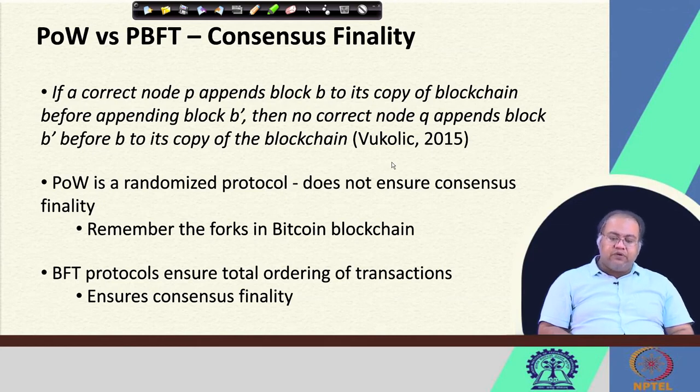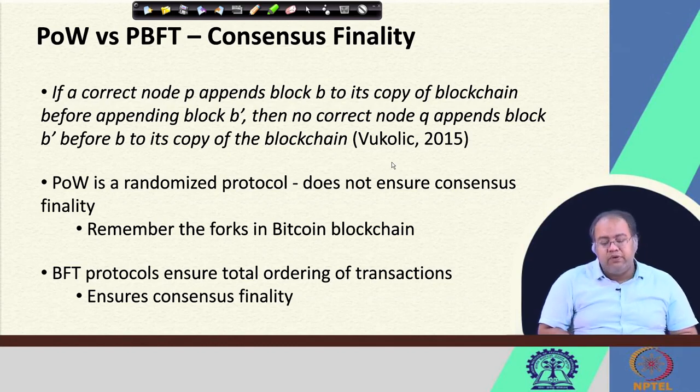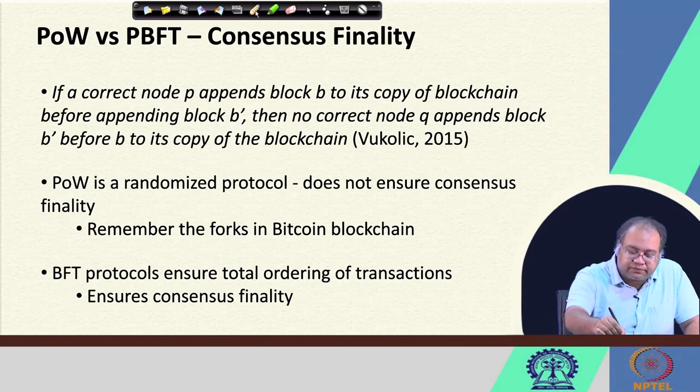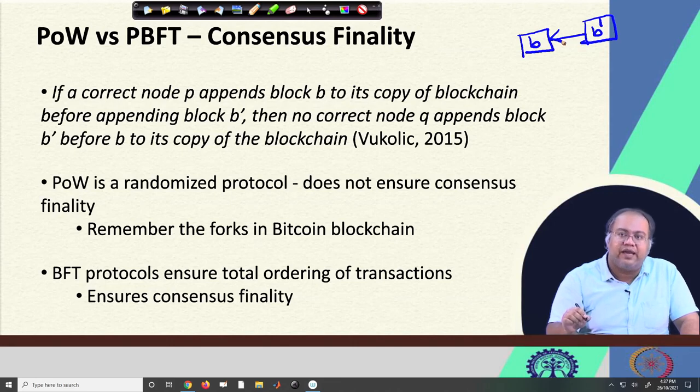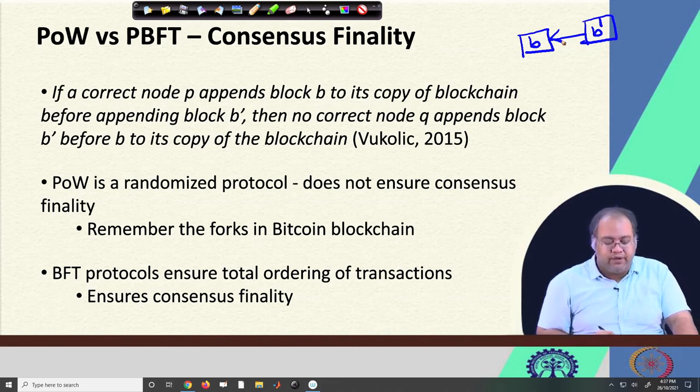So, if a correct node P appends block B to its copy of blockchain before appending block B prime, then no correct node Q appends block B prime before B to its copy of the blockchain. Well, so that means if I have two blocks B followed by B prime in a blockchain, then all the correct nodes will follow this sequence.